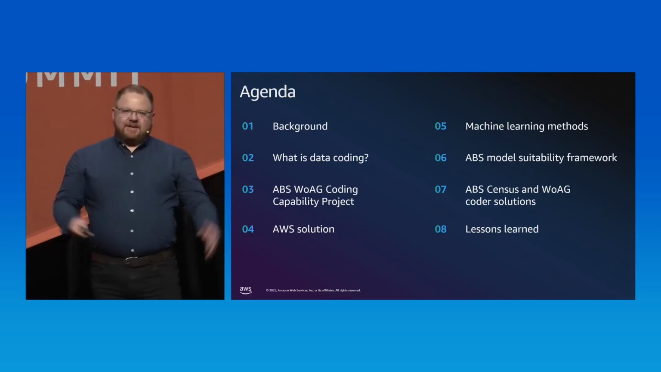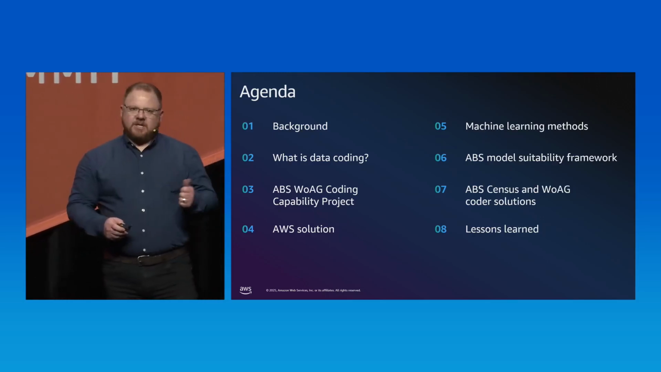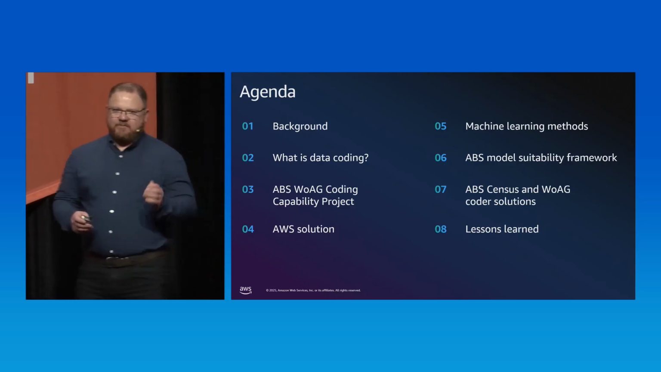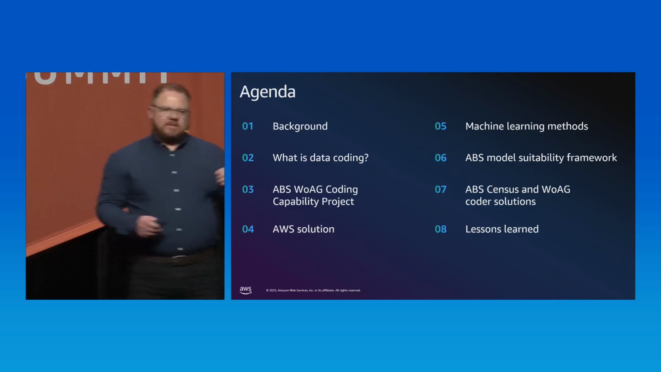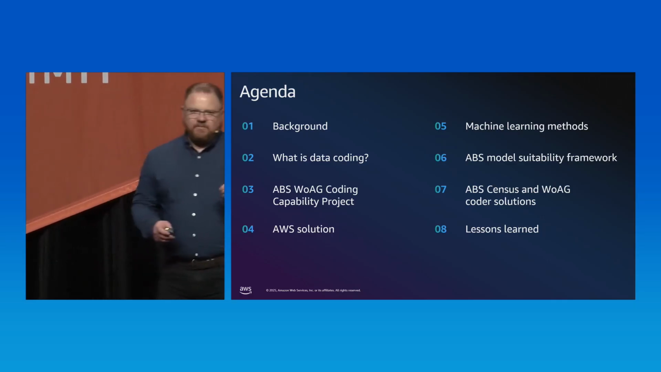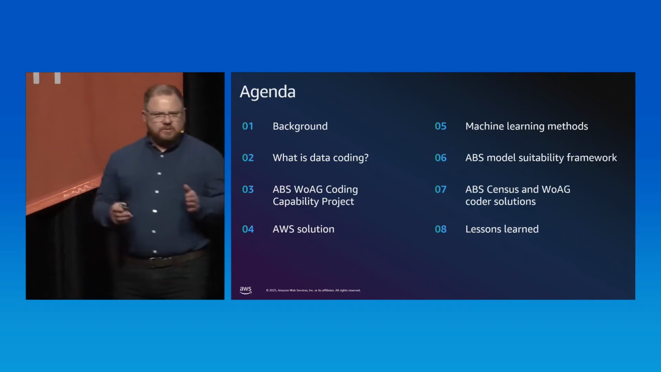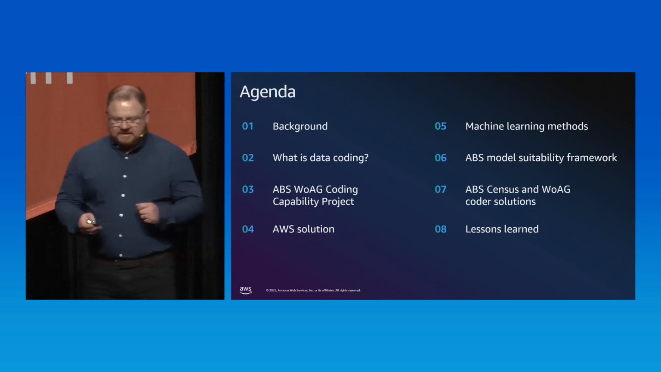So my name is Sterling. My current position in the ABS is as the product owner of the ABS's whole of Australian government coding capability project. My nominal role within the ABS is actually within the statistical standards and infrastructure section, where I lead a team of people who maintain a range of data coding technologies and tools that are used broadly across the ABS for the production of official statistics.